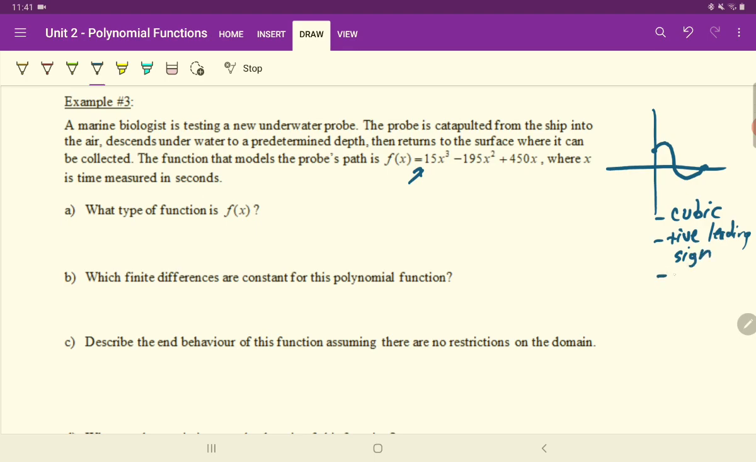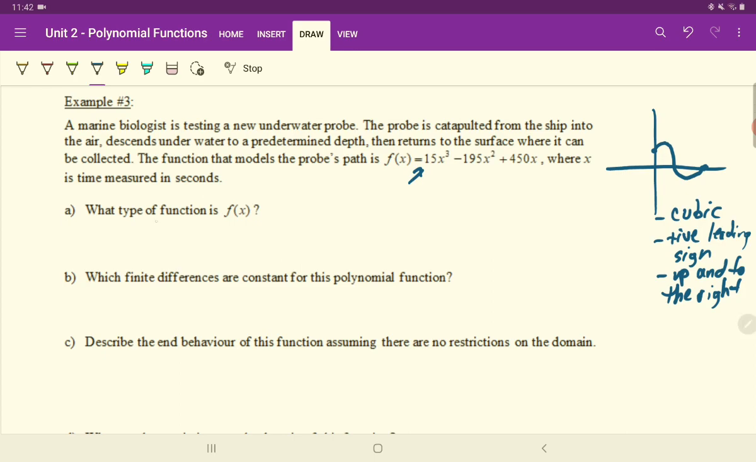Okay, which means the direction will be going up and to the right. Okay, so I know that. It helps me analyze the question if I just start to write down everything that I know about it. Okay, so again, question A asks for the type of function that we have.